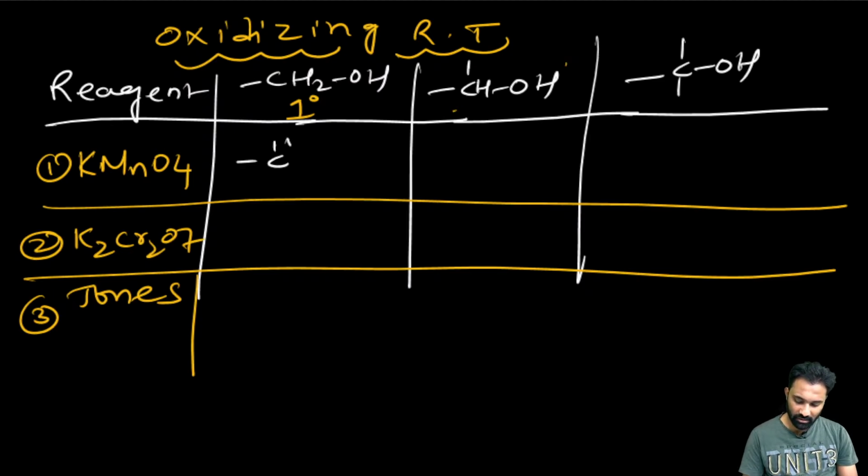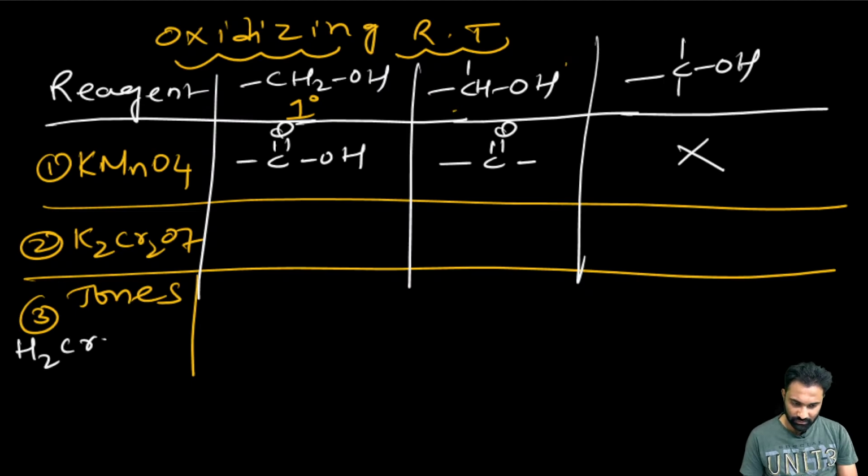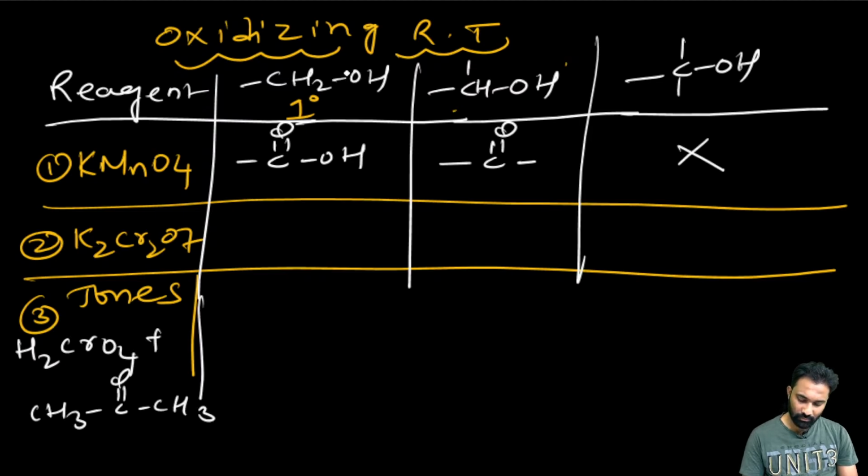KMnO4 upon 1 degree alcohol, it will directly convert into the carboxylic acid. KMnO4 upon 2 degree alcohol, it will be converted into ketone. Now KMnO4 upon 3 degree alcohol, no reaction. Now the Jones reagent will be H2CrO4 plus acetone. Clear? KMnO4 with 1 degree alcohol gives carboxylic acid, ketone, and with 3 degree, no reaction.